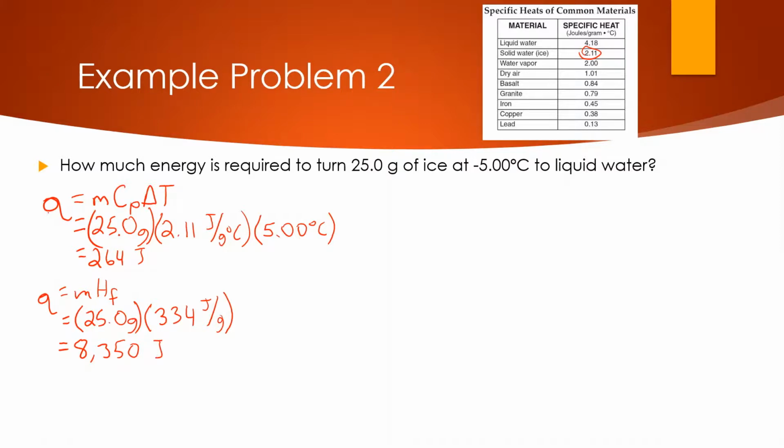So the answer, how much energy? This is total energy. So we need to take 264, add it to 8,350. And I'm getting 8,610 to the correct number of sig figs. And that is our answer.